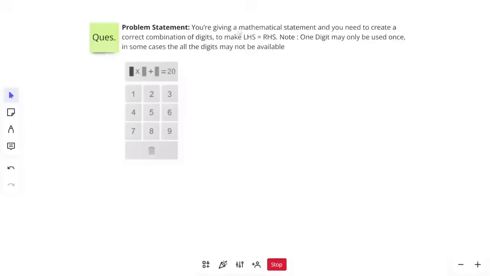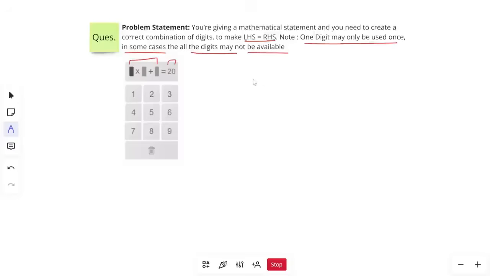So in this problem, you are given a mathematical statement, and you need to create a correct combination of digits to make LHS equal to RHS. Like this side of the expression, we have to make equal to this side, and the condition is one digit may be used once. In some cases, all the digits may not be available. Let's try to solve this question.